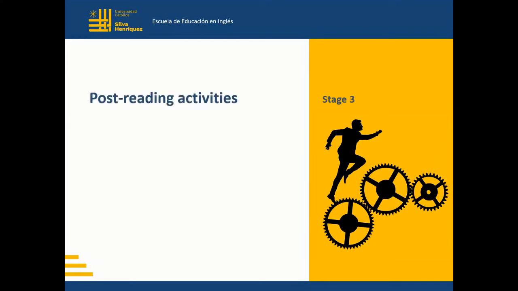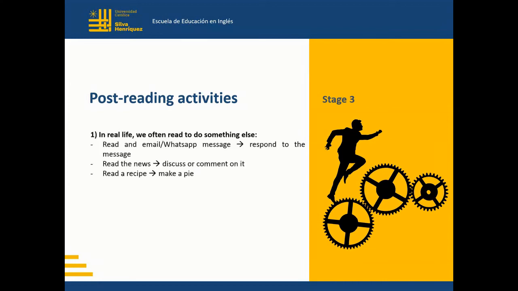About post-reading activities. Teaching materials should allow space to do something with the knowledge students have gained after reading. In real life, we often read to do something else as a consequence of the act of reading. For example, we normally read emails or WhatsApp messages to later respond to them. We also read the news to be discussed or commented on with someone else. We sometimes read recipes because we want to make and eat a pie.